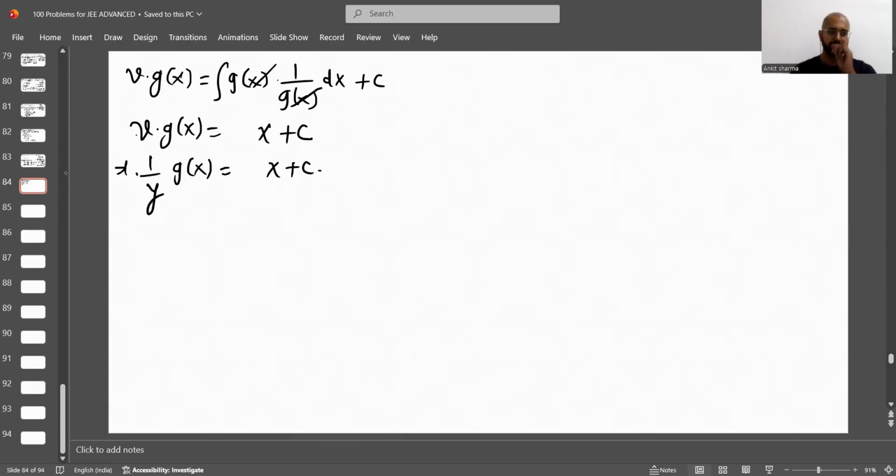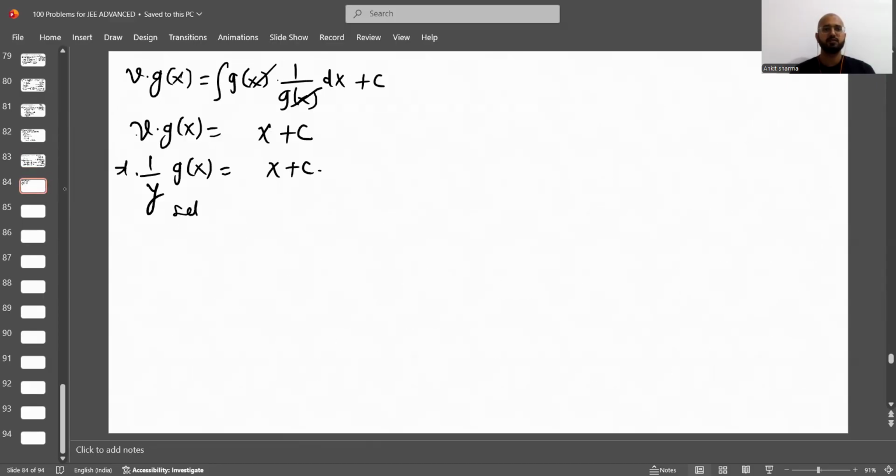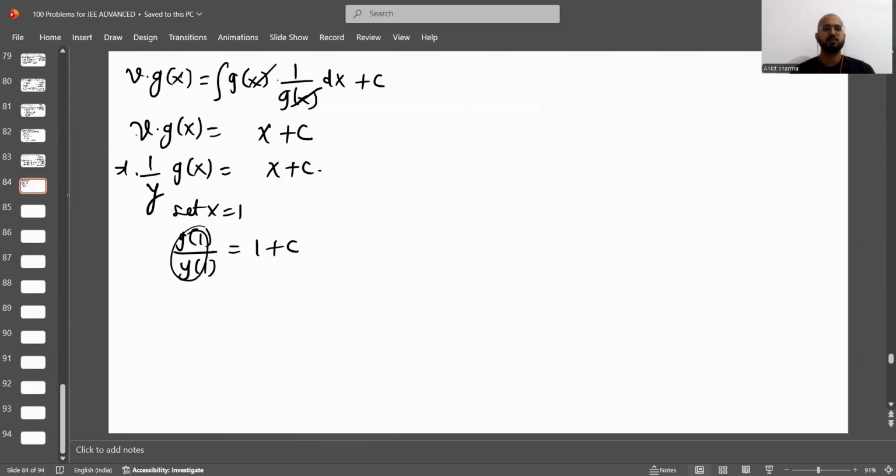So it is given to us that y of 1 is 1 and g of 1 is 0. So in this equation we'll plug in x is equal to 1. I now have g of 1 over y of 1 is equal to 1 plus c, and g of 1 is given to be 0, which means this side becomes 0. So c will be equal to minus 1. Again, I can plug in here, so this implies g of x over y of x is equal to x minus 1.